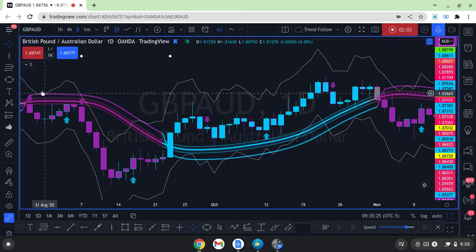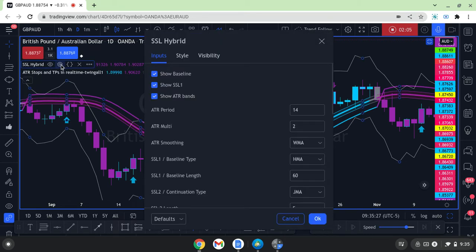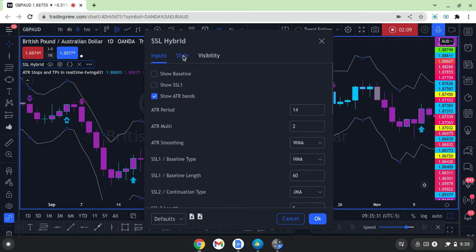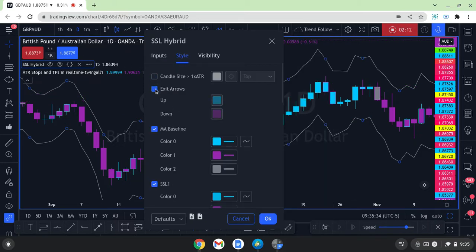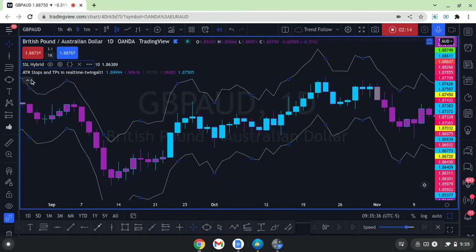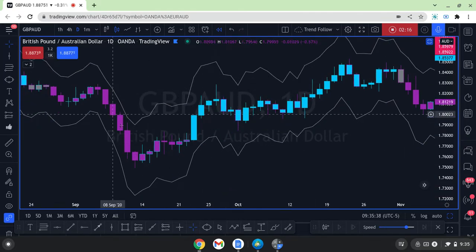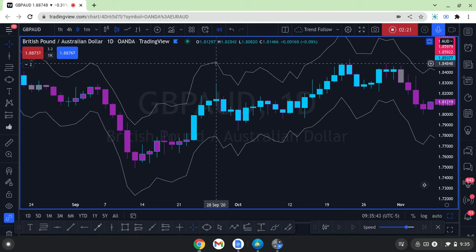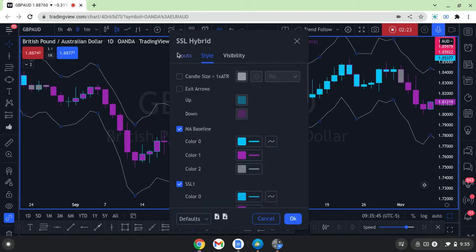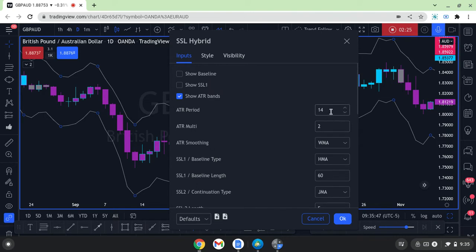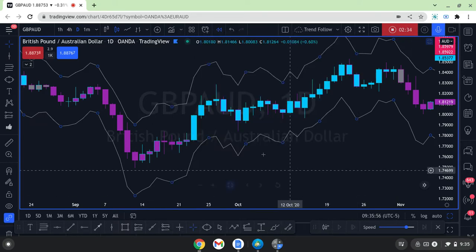I'm going to go to the hybrid really quick and turn off some stuff. I'm going to turn off the baseline, the SSL1, the exit arrows and the candle, so I just have a clean chart where you can see the SSL Hybrid's ATR. If you notice, when I go to the ATR, I have an input setting of 2. The period is 14 and 2, because 2 is where we, NNFX traders, start trailing.